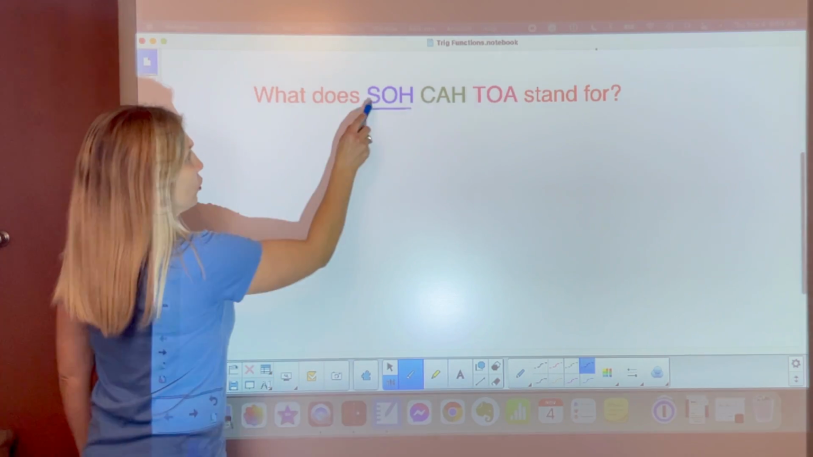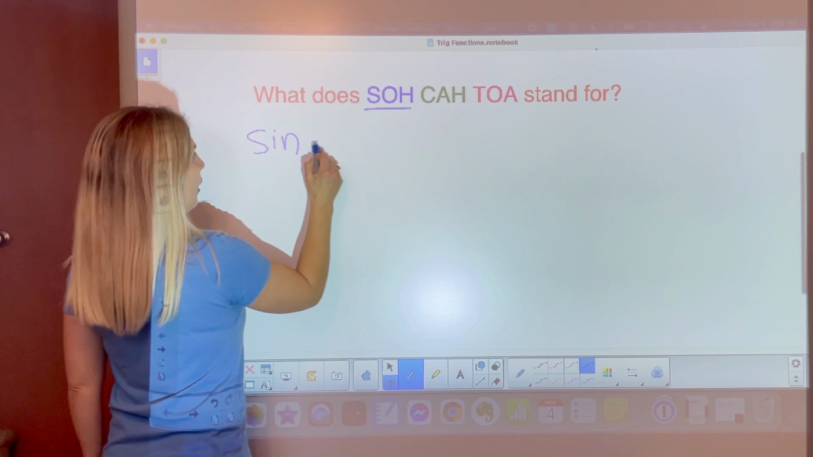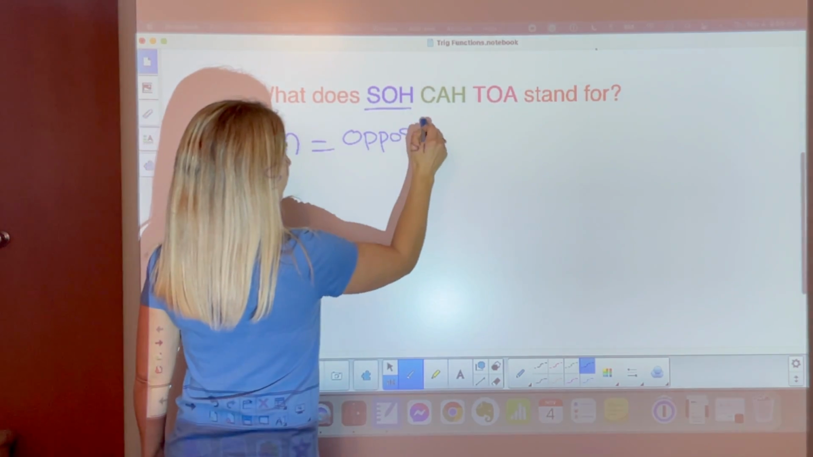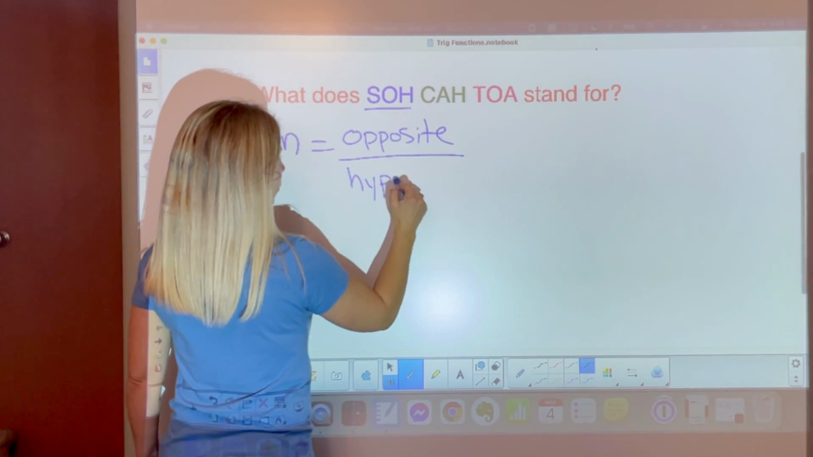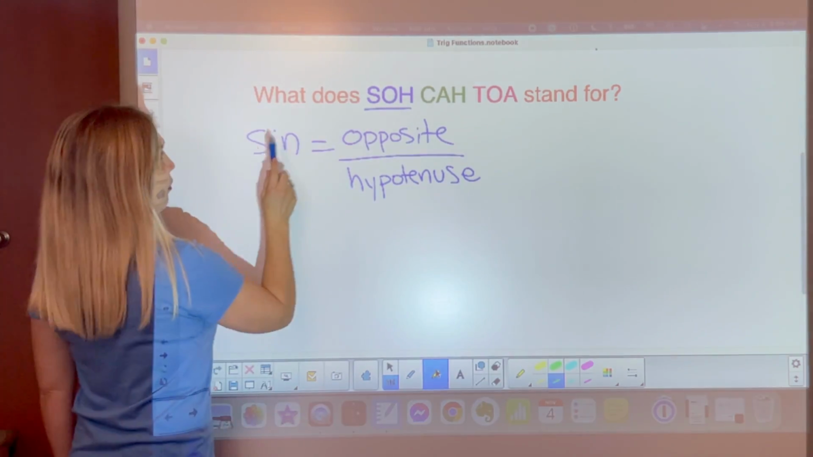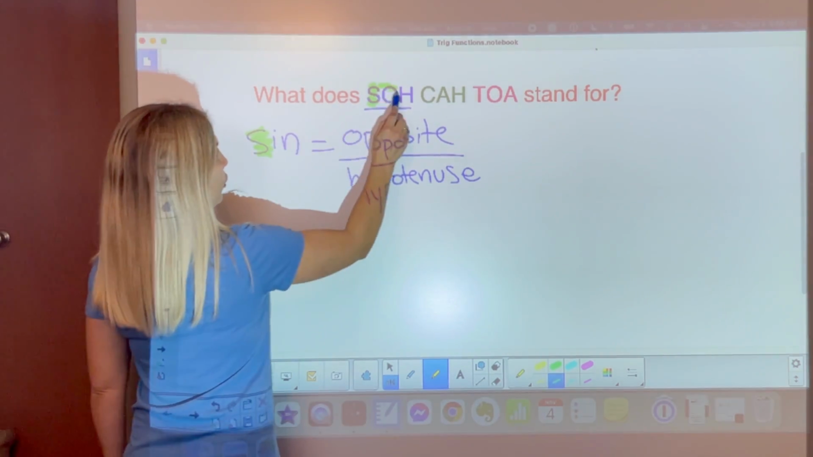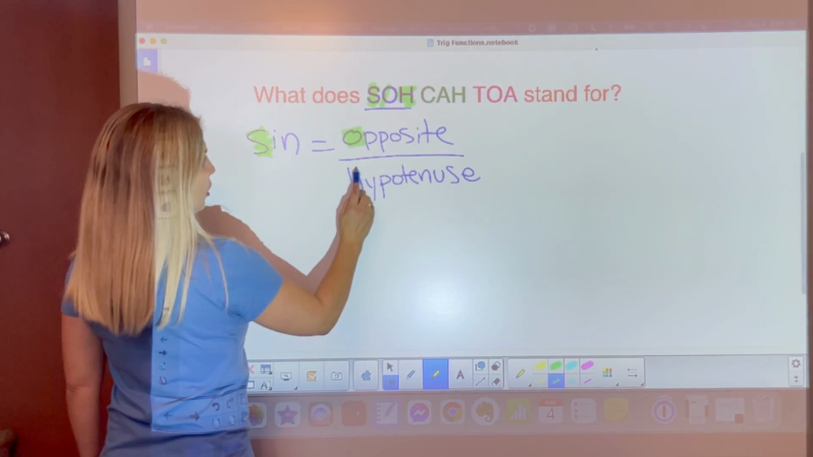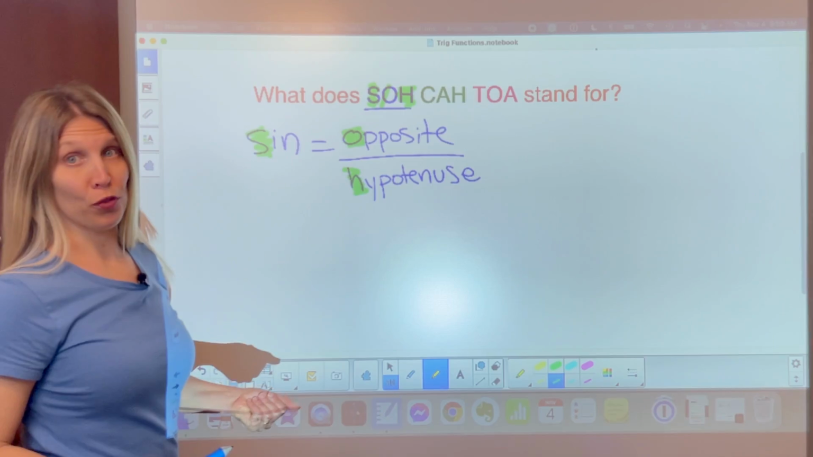We're going to do the blue one first. So S stands for sine, and it equals O is opposite over hypotenuse. So what you have here is your S is for your sine, your O is for your opposite, and your H is for your hypotenuse.